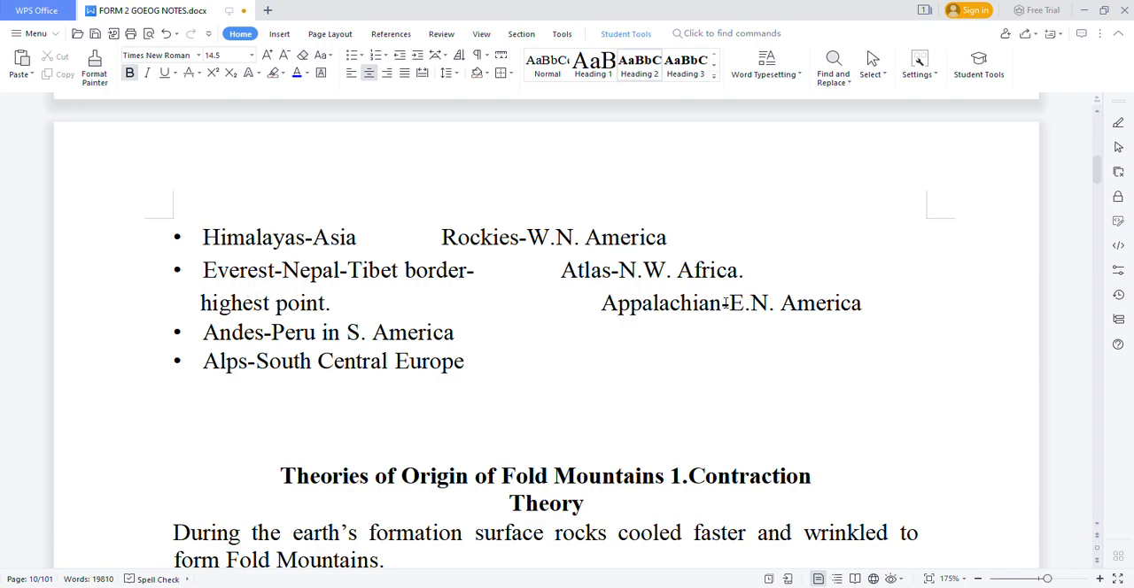So we have talked about Himalayas, Asia, Andes. It is in Peru in South America. Alps is South Central Europe. Then you have Rockies, Western North of America. Then Atlas is Northwest Africa. Then you have Appalachian, East Northern America.